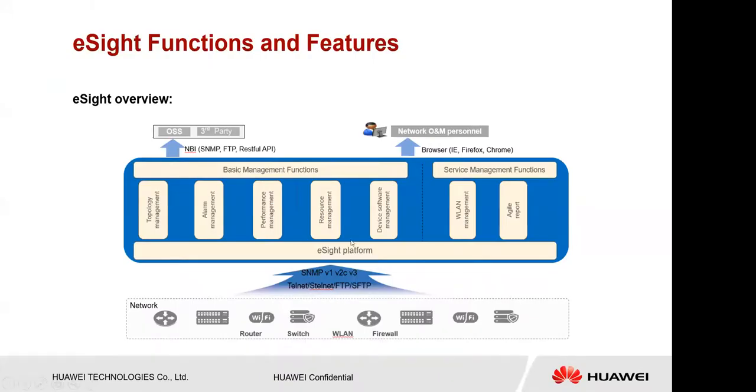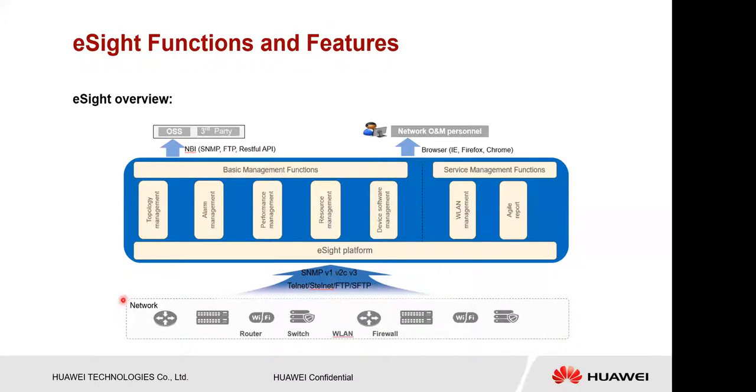Okay, I'll start again. Basically, eSight is our NMS, which has basic functions and also some service management functions. For the basic management functions, we have topology management, alarm management, performance management, resource management, and device software management. We also have WLAN management and the agile report for the service management function. eSight can be integrated with a third-party NMS via NBI, and it can also be used by network operation and maintenance personnel. You can access eSight using a browser through Internet Explorer, Firefox, or Chrome.